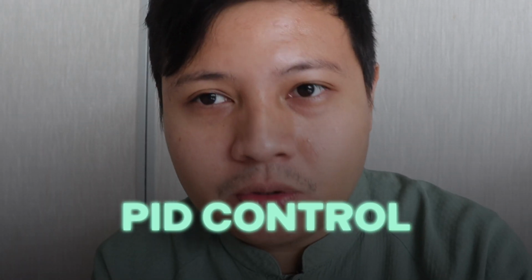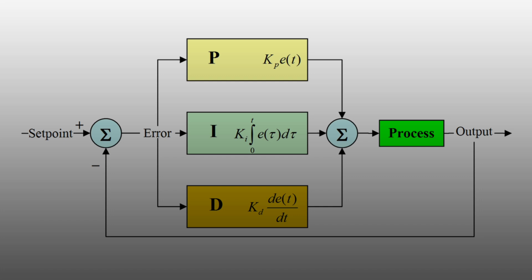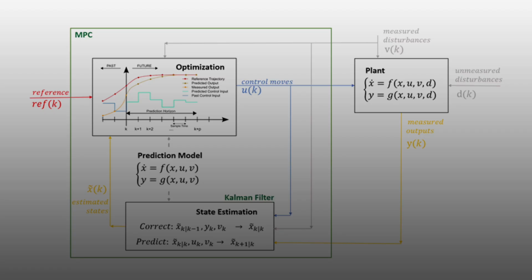So let's look at some common control methods and when to use them on your system. The first one is PID controllers. PID control is great for simple tasks like maintaining speed or motion, but sometimes it struggles with complex systems and fast-changing environments. The second one is Model Predictive Control, or MPC. MPC is excellent for dynamic and constrained components. It can predict future behavior, but it requires significant computational resources.